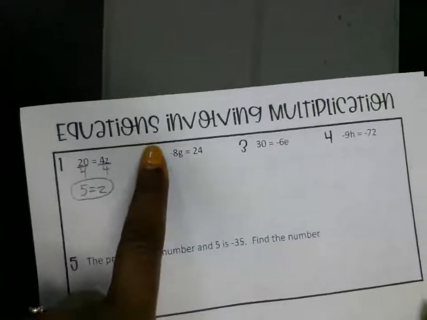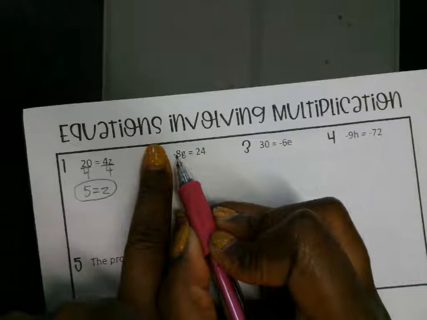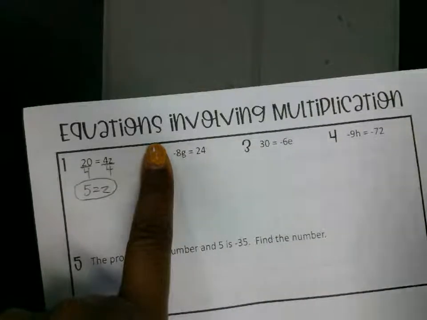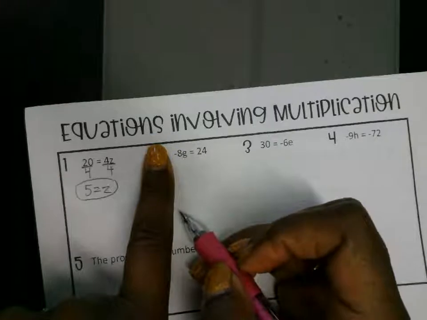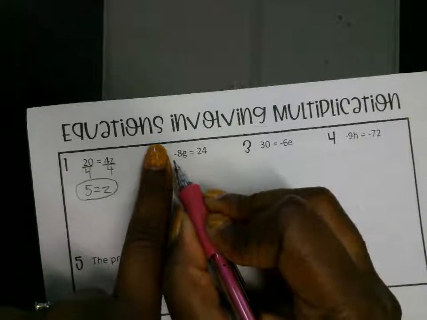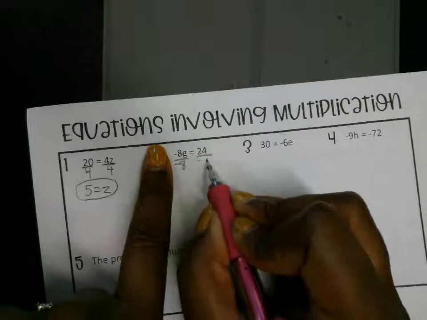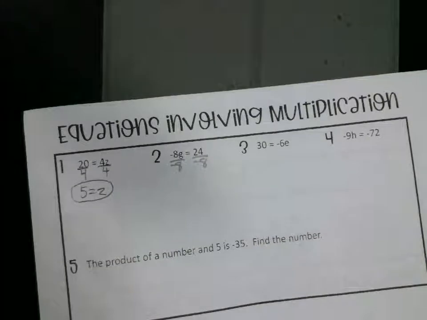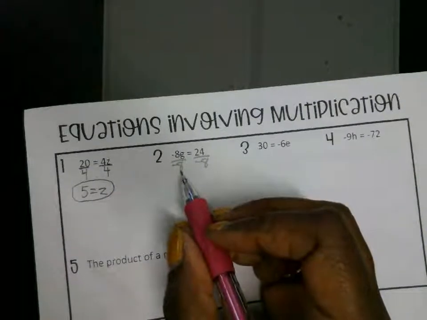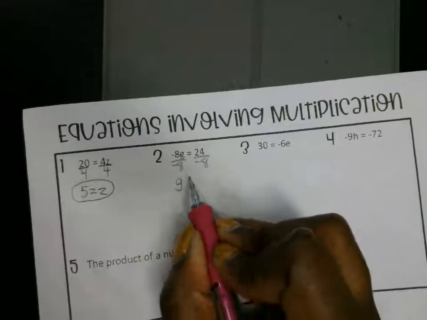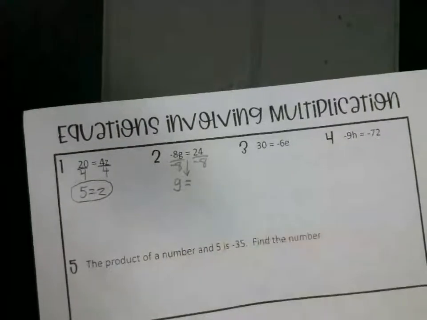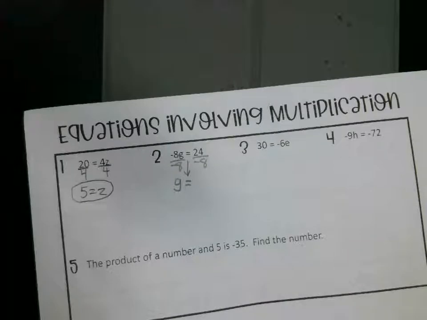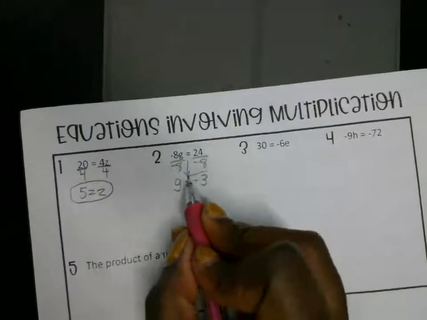Number 2. The operation that's between -8 and g is multiplication. What's the inverse of multiplication? Division. So you're going to divide both sides by -8 to isolate the variable g. -8 divided by -8 is going to give me a positive 1g, or just g. -3. Okay, very good. 24 divided by -8 gives us a -3.